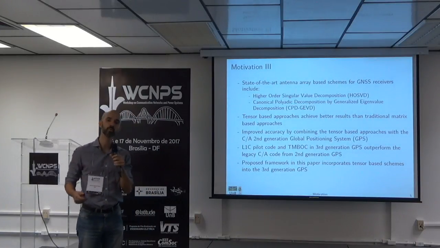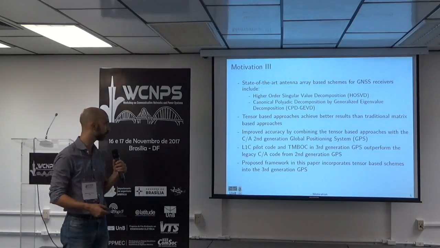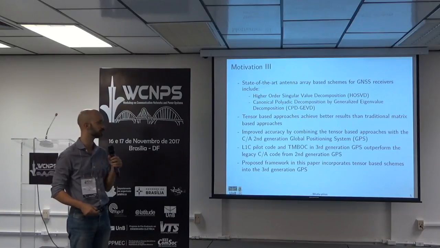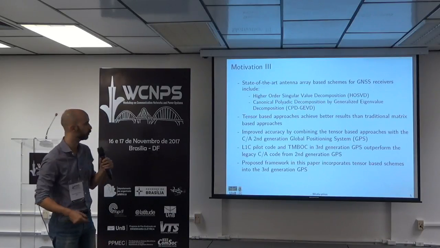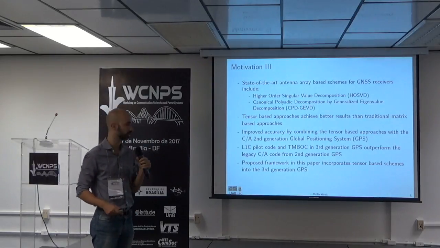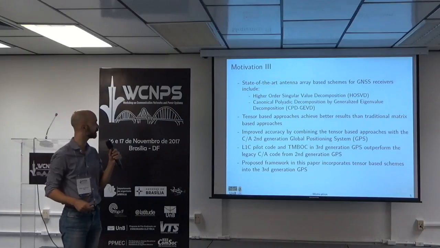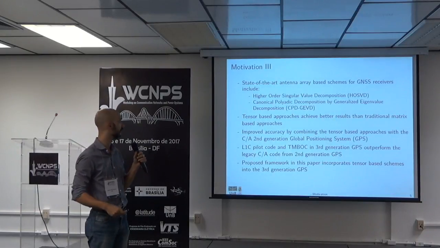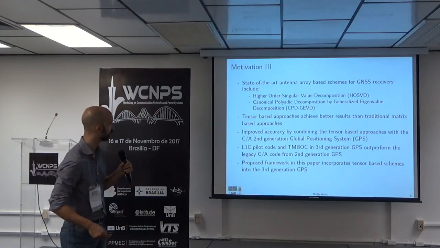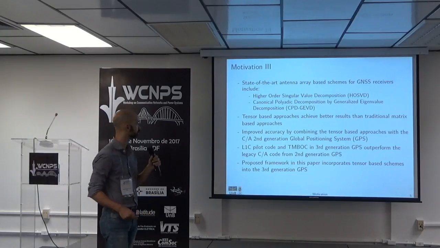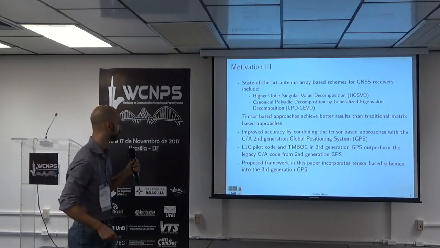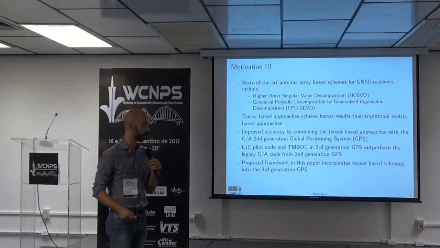Nowadays, we're not only able to process with one antenna, such as your cell phone does, but it's also possible to apply array signal processing to GPS, where you can use an array of antennas to improve the capacity for processing on top of the signal. And we have current state of the art, like the high order singular value decomposition, which creates an eigenfilter. And over here we propose what's called the canonical polyadic decomposition by generalized eigenvalue decomposition. I'm going to say CPD-GVD because that's quite a mouthful.